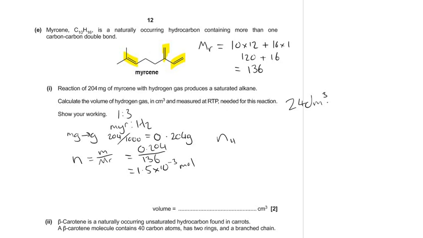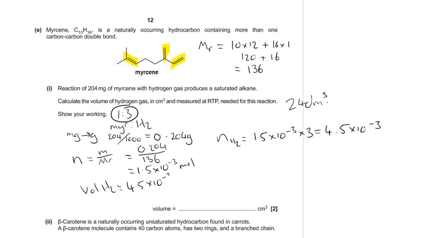my moles of H2, which is going to be 1.5 times the conversion ratio from here. So 1.5 times 10 to the minus 3 times 3, which equals 4.5 times 10 to the minus 3. And from that, I should then be able to work out my volume as 4.5 times 10 to the minus 3 times by 24,000. I could have done the decimeters and converted it back, but that's extra effort. And that tells me that I would need a volume of 108 centimeters cubed.